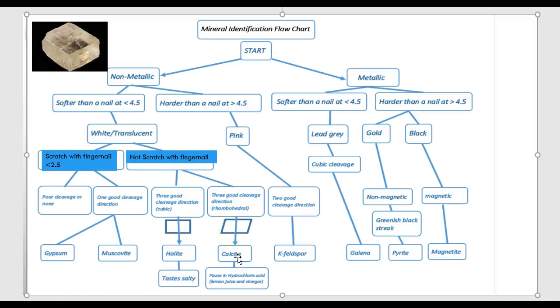And guess what? Calcite has another interesting effect. It fizzes when you put hydrochloric acid on it. But you don't actually have to have the hydrochloric acid. You can use a lemon juice or a vinegar and it'll create the same effect. It'll bubble when you put one of these two acids on it.